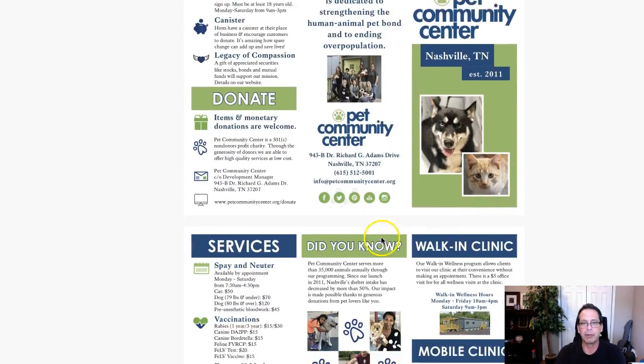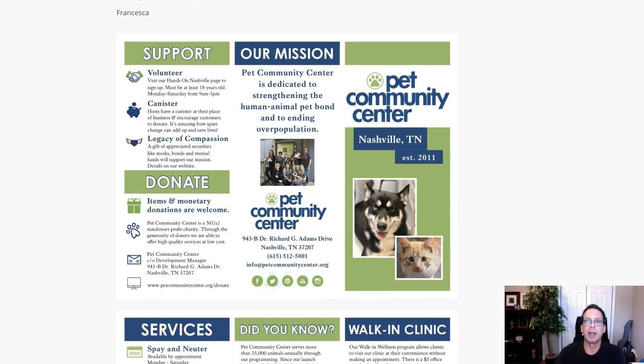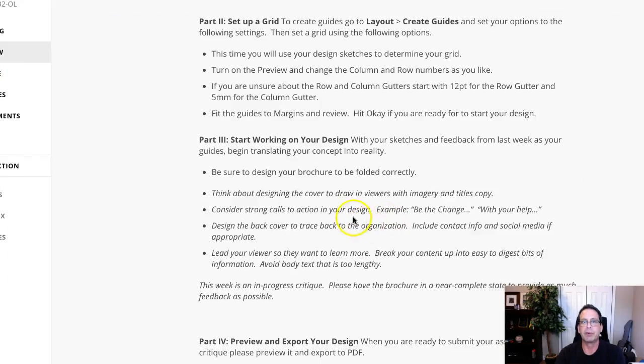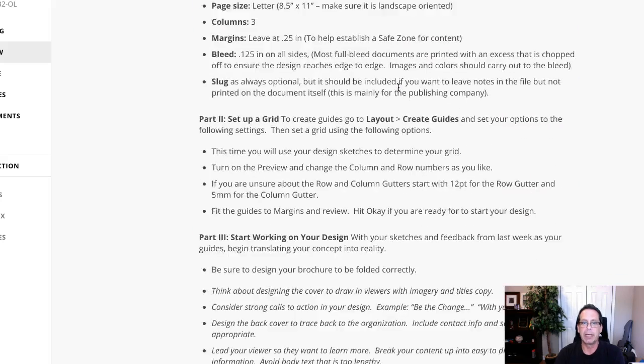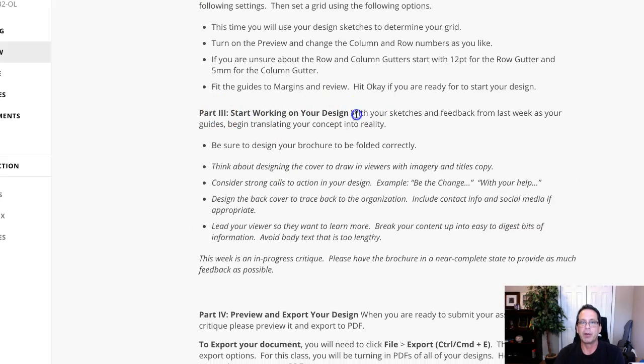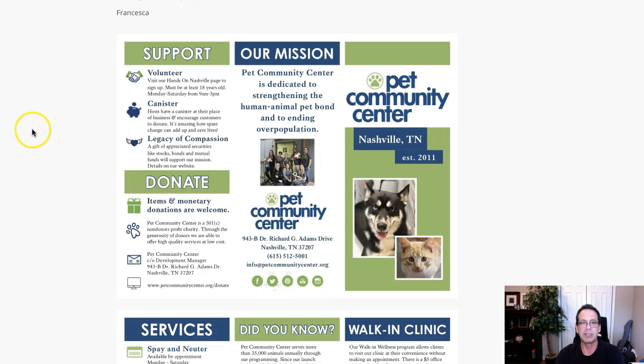Okay, let's go ahead and jump in. I don't really need to open the PDF. I think we can do this right here within the LMS window. So I'll go ahead and do that. I'm on the week 5 project 2 part 2 mockups page, and I'm going to be referring to this part 3, working on your design, because I think there's some really interesting things here that warrant mentioning.